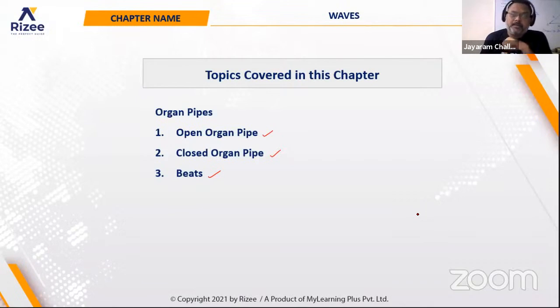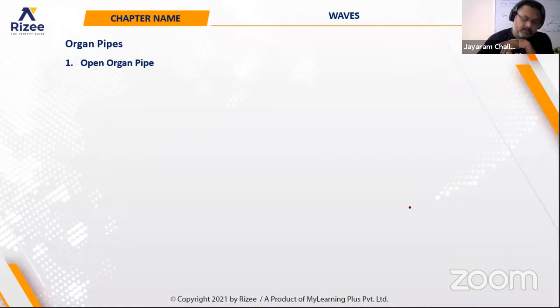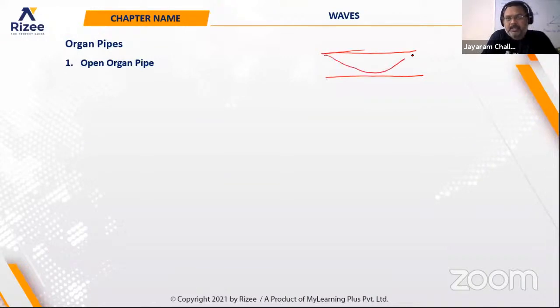In the open organ pipe or the closed organ pipe, whatever it may be, it is a pipe, and stationary waves are going to be formed inside it. So what do you call an open organ pipe? An open organ pipe is one which consists of a pipe, an organ pipe, which is open at both the ends. So in this one, we are going to generate a stationary wave.